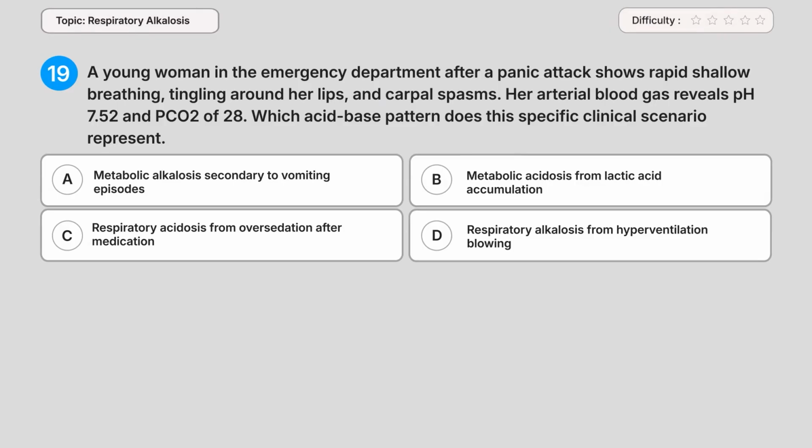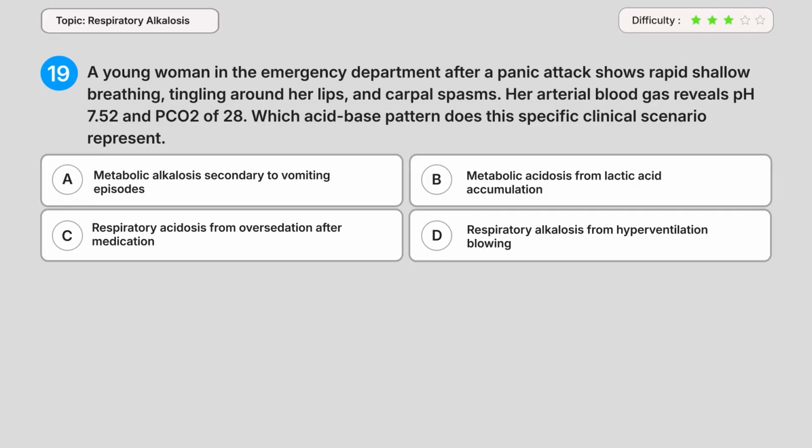Question 19. A young woman in the emergency department after a panic attack shows rapid shallow breathing, tingling around her lips, and carpal spasms. Her arterial blood gas reveals pH 7.52 and pCO2 of 28. Which acid-base pattern does this specific clinical scenario represent?